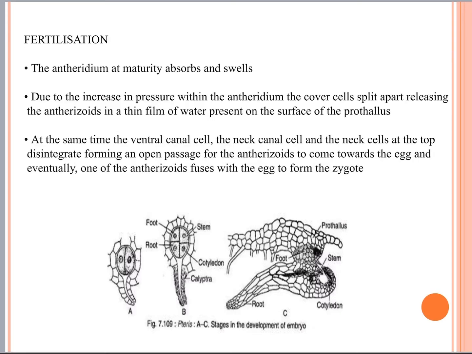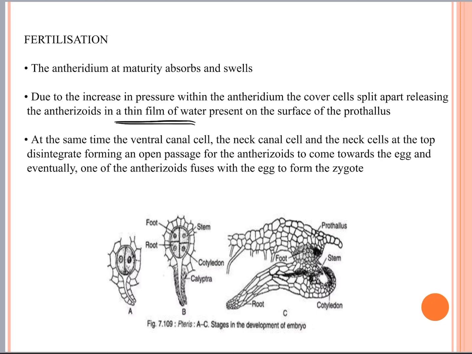Fertilization takes place. When the antheridium becomes mature, it absorbs water and swells. Due to the increase in pressure within the antheridium, the cover cells split apart, releasing the antherozoids in a thin film of water present on the surface. Because of that, they have to swim in the water. That is why the antherozoids are ciliated.